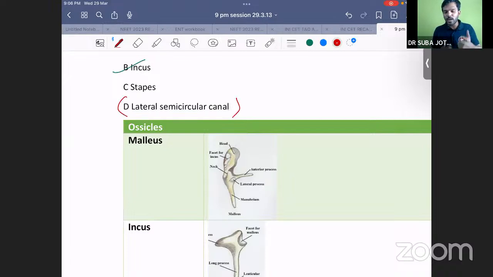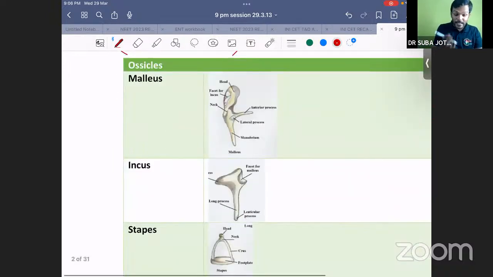Because one year back, a similar question was asked: identify the ossicle. Many of them answered malleus, but the correct answer was incus. So you should have a clear surgical anatomical depiction of these ossicles so that you will never go wrong.